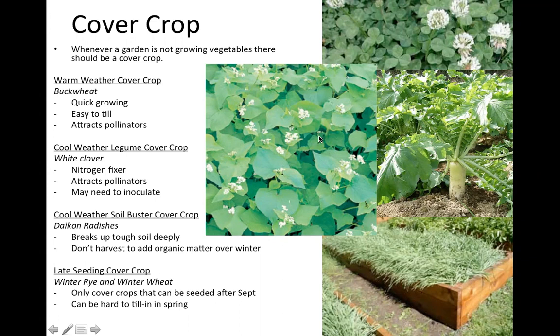So this is buckwheat. If you know you've got some beds that you're not going to use for a while, in the summer, you can buy some cheap buckwheat. You just broadcast the seed, scuffle it up with a hard rake, and water it really well until it starts growing. And then it's going to take over the whole plot, and it grows super quick and it's super aggressive, and it's going to crowd out any kind of weed.